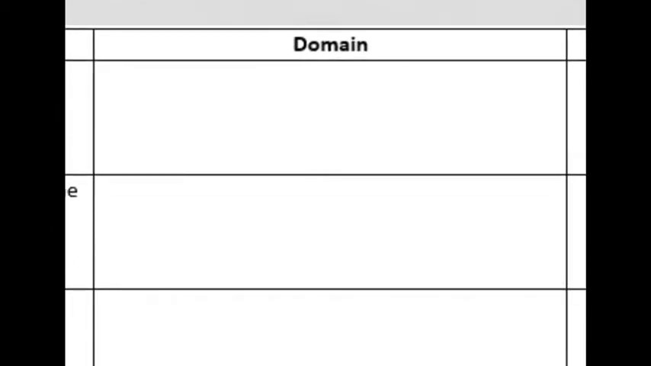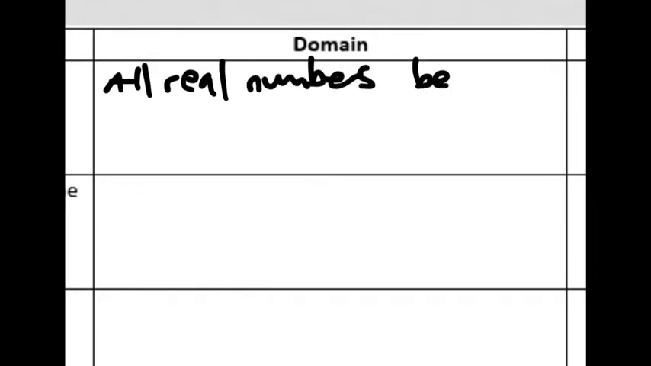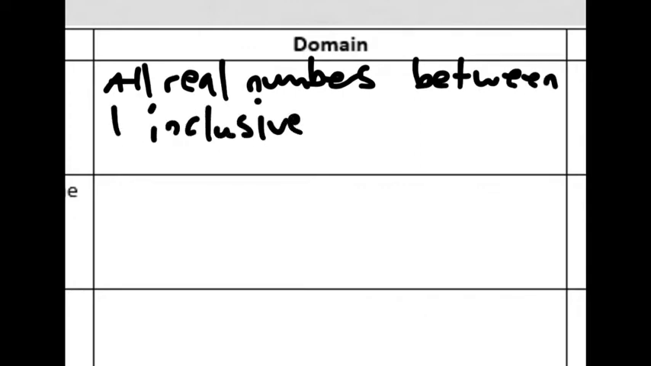Okay? All real numbers between 1 inclusive and 7 inclusive.